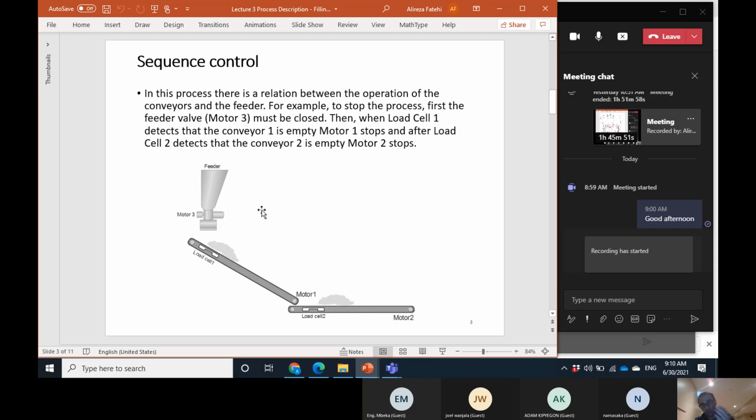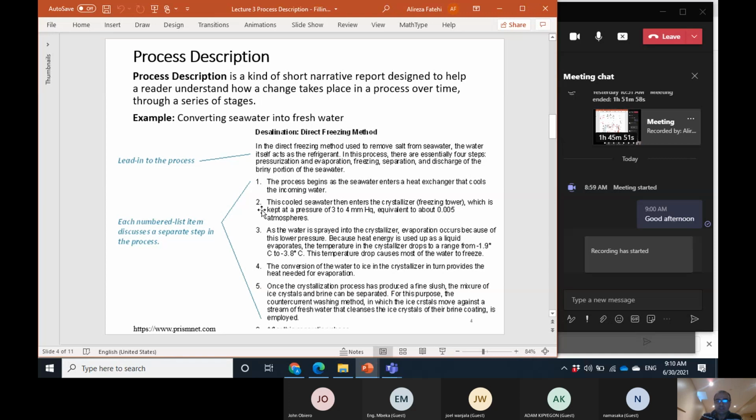So there's a kind of sequence of actions. Generally, the process description starts with some initial introduction of the process, a general overview of what the process is, and then in detail, one by one, itemized requirements. This is the general structure of a process description.